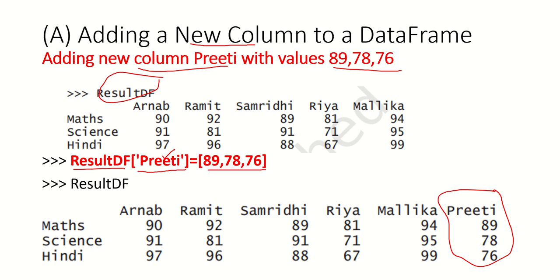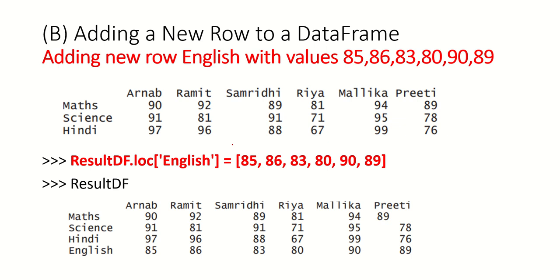Next one is how can you add a new row to a data frame? What is the difference between adding a new row and a column in a data frame? In the case of a new row, the only thing you have to do is add an extra dot loc operation. That's the only thing you need to memorize for adding a new row.